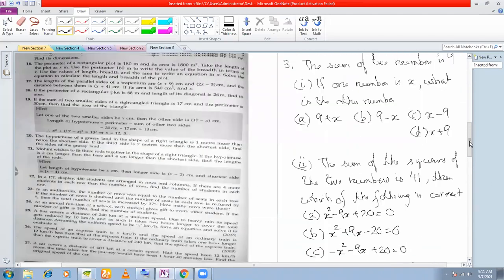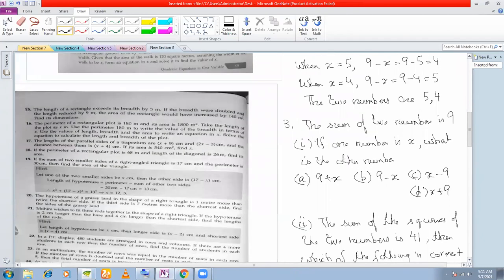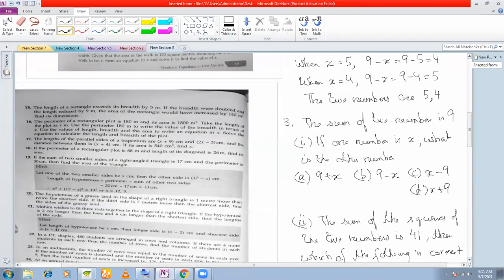Okay. Now, if you see, I gave you first the sum of the two numbers is 9. The first part of the question says if one number is x, what is the other number? You obviously know that the other number must be 9 minus x. So option B is the correct answer. You don't need any working for this. This can be solved just by observation. You understood what I mean by observation now?